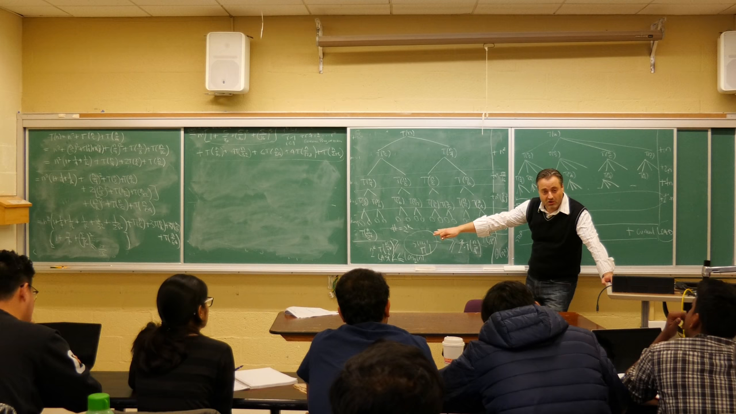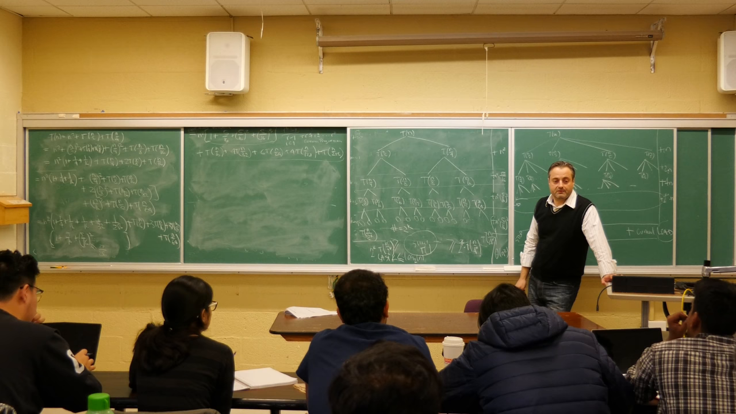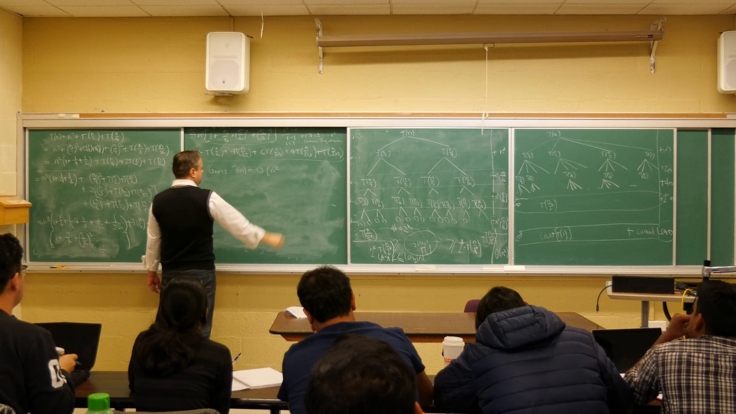So in that sense, I'm going to get n times something versus n squared. So my guess is that n squared is going to dominate. So I can make a guess now. I could say, guess, T of n is theta of n squared.